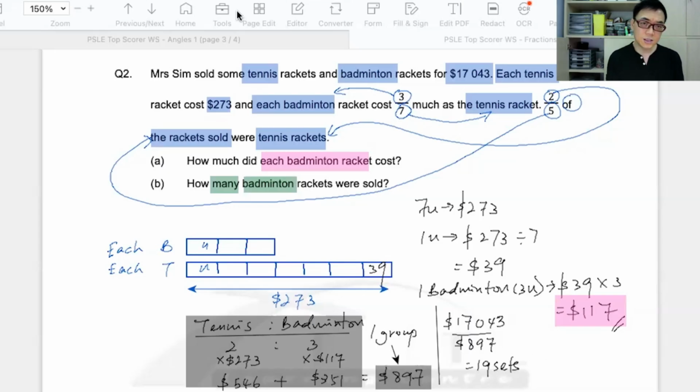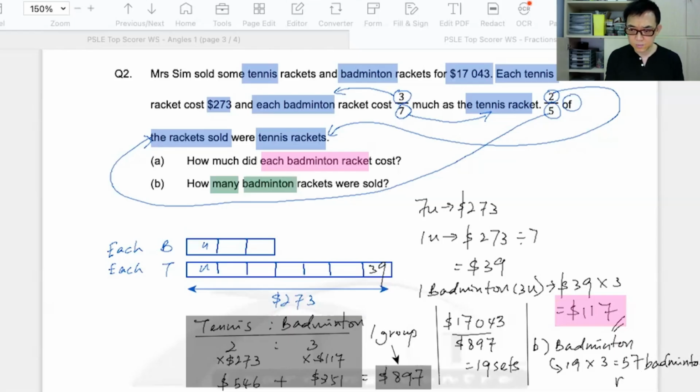So if there are 19 sets here, and the question is how many badminton rackets were sold, Titit, can you tell me the last step? How many badminton rackets were sold? Very good. Those of you who didn't get it right, do you understand why it is 19 times 3? Are we all clear about that? So it's 19 times 3. Answer is 57 badminton rackets. And that completes question 2. Okay, go ahead and write this down if you need to.